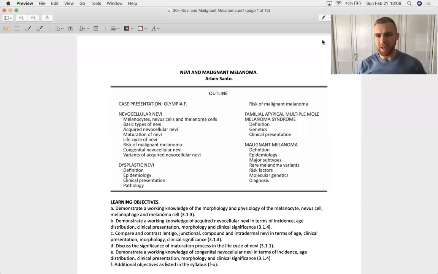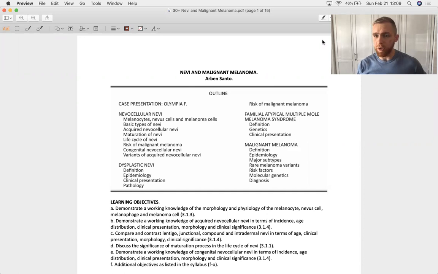Let's talk about melanocyte tumors. The nevus is a benign proliferation of melanocytes, and the dysplastic nevus is the precursor lesion to the melanoma, which is the malignant cancer of melanocytes. And there are four types of melanoma.